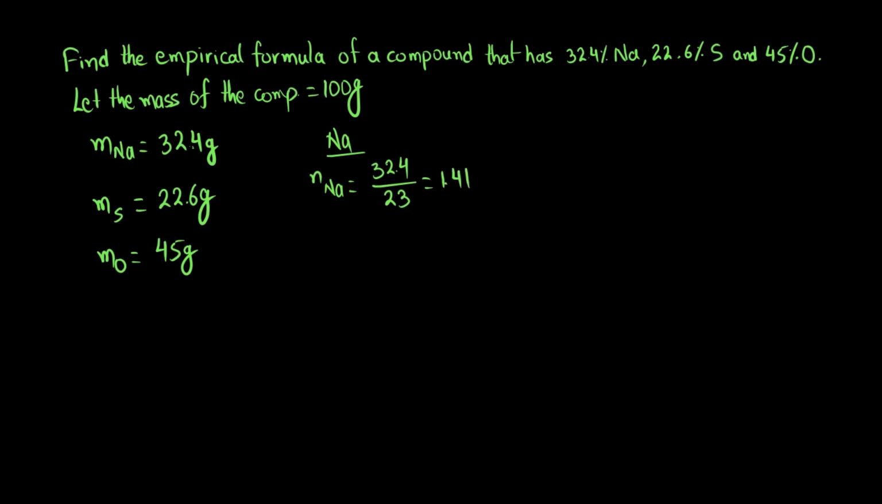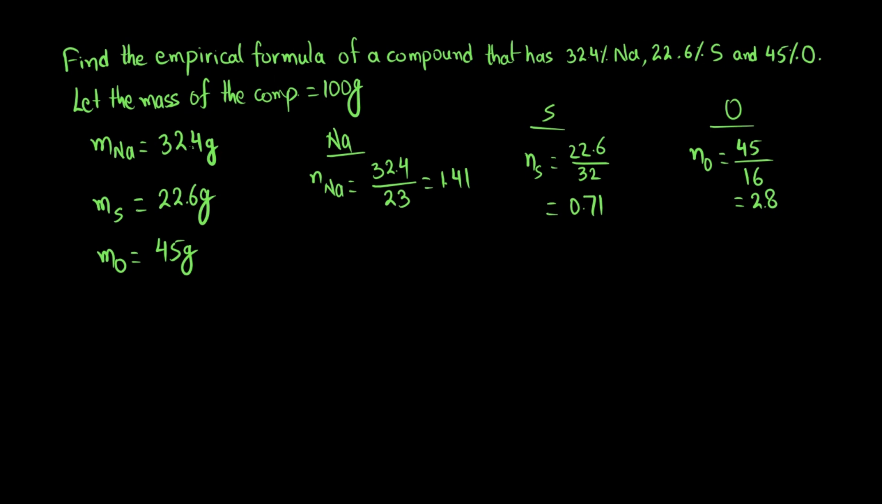For sulfur, we have the number of moles of sulfur as 22.6 over 32, because 32 is the molar mass of sulfur. We have 0.71. And for oxygen, the number of moles of oxygen would be 45 grams, which is the mass, divided by the molar mass, 16. You get 2.8.